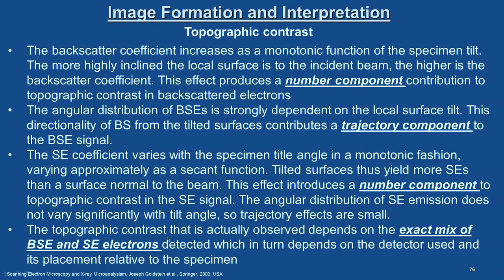Finally, the topographic contrast that is actually observed depends upon the exact mix of BSE and SE electrons detected, which in turn depends on the detector used and its placement relative to the specimen. So, the final detector configuration, where it is placed with respect to the specimen and electron beam, is also very crucial in detecting the signal and its contrast.